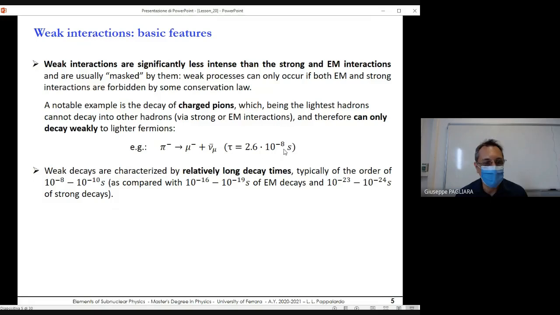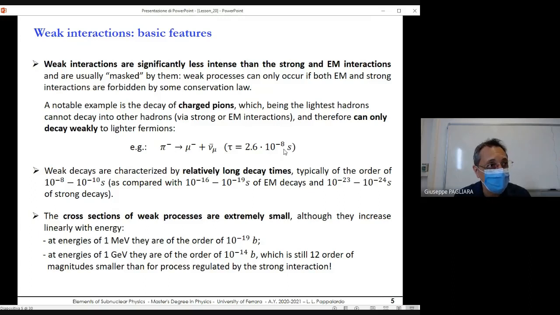As we also know, weak decays are characterized by relatively long decay times, as the one of the pions that I just saw before, typically of the order of 10 to the minus 8, 10 to the minus 10 seconds, to be compared with the decay time typical of electromagnetic processes, which is 10 to the minus 16 to 10 to the minus 19, or even faster for hadron decays, 10 to the minus 23, 10 to the minus 24 seconds for strong decays.